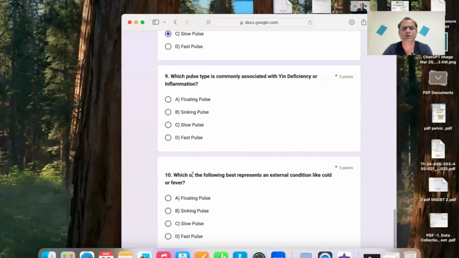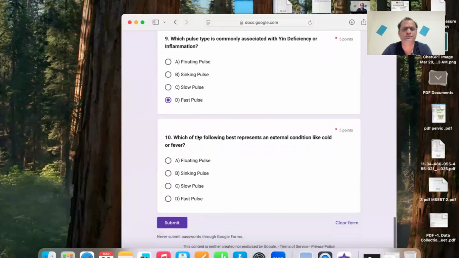Question number 9. Which pulse type is commonly associated with yin deficiency or inflammation? Fast pulse. So yin deficiency or inflammation, something like yin deficiency creating heat. It is the fast pulse.